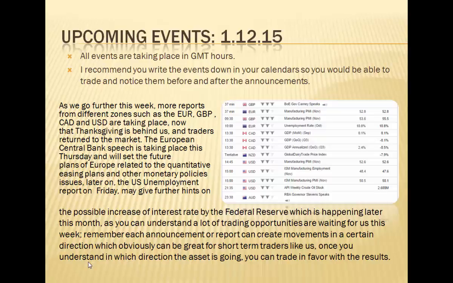Upcoming events. All events are taking place in GMT hours. I recommend you write the events down in your calendars so you would be able to trade and notice them before and after the announcements.